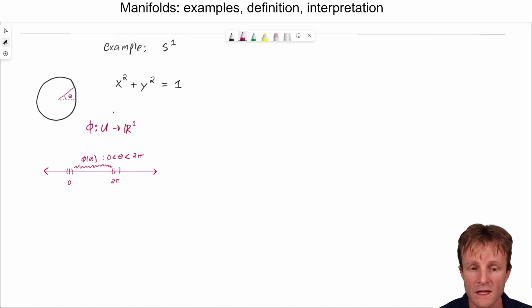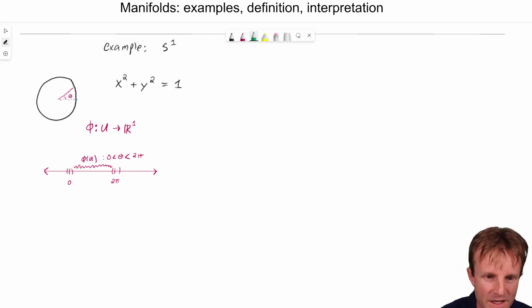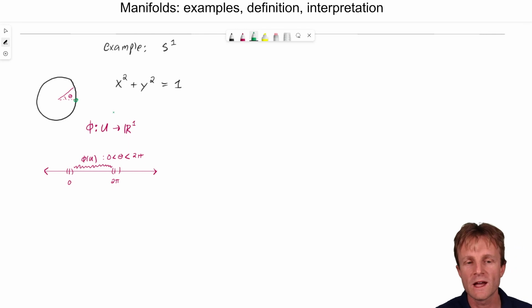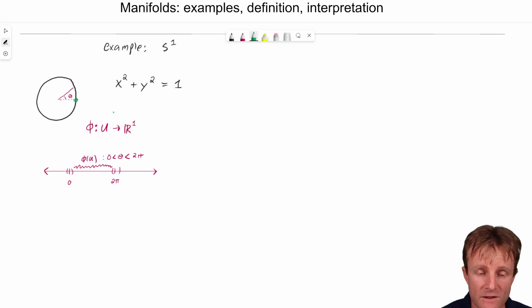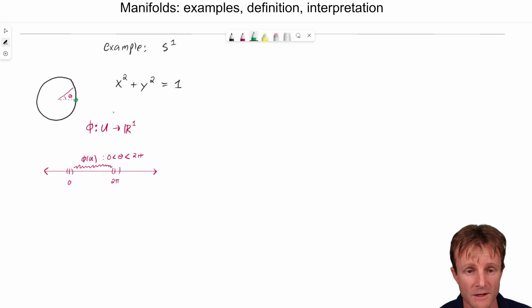Now this is one-to-one. Each point in R1 goes back uniquely to a point on the manifold, and it is open, so we have a good chart, but it doesn't cover the whole manifold. We've left out this point here. This point right there, that one special point, is not in this map, because that would map to 0 or 2 pi, but we can't include either one or both of those because then we wouldn't have an open subset of R1.